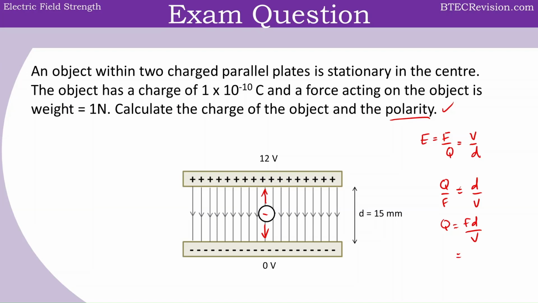Now we can just plug in our numbers. We know force is 1, distance is 15 millimeters, which is 15 times 10 to the power of minus 3, divided by the voltage, which is 12. And plugging this into our calculator gives us a value of 1.25 times 10 to the power of minus 3. And the unit is coulombs.